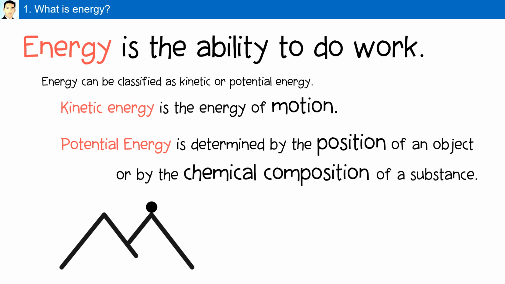For example, a ball at the top of a hill has potential energy. The potential energy can be transferred into kinetic energy as it rolls down the hill. Or the bonds in a molecule of propane have potential energy. When it combusts and burns, it's converted into heat energy.